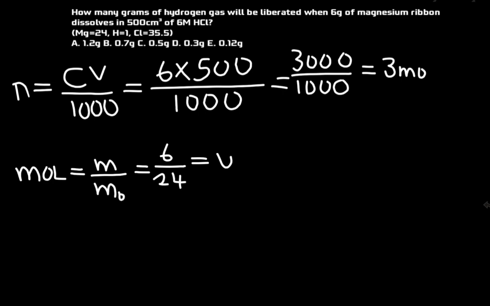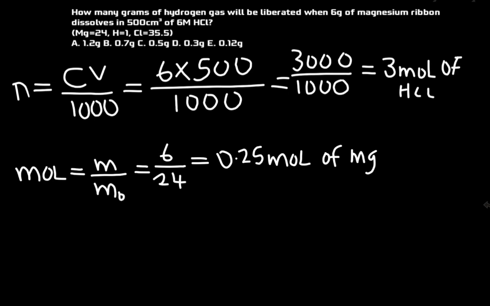So you say 0.25 mole. So the first one we solved for, we've got 3 moles of HCl. Now we've got 0.25 mole of magnesium, and the 3 moles is of HCl.